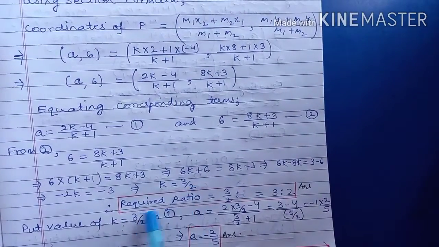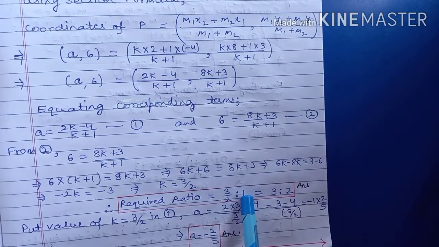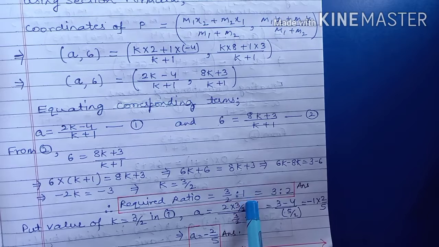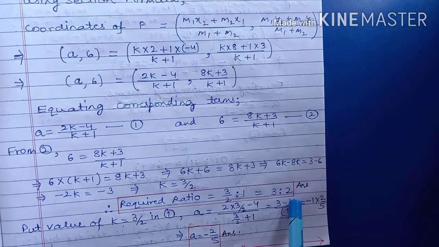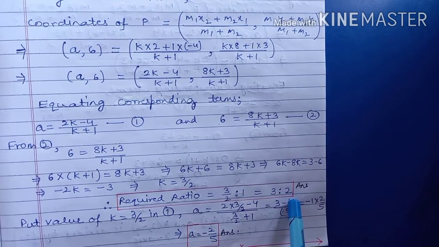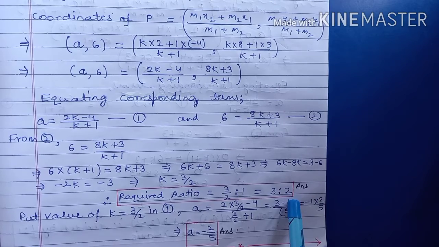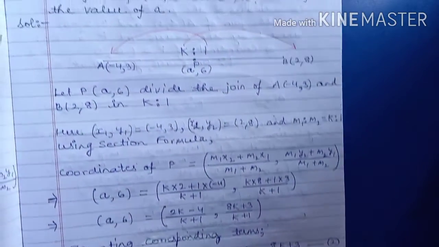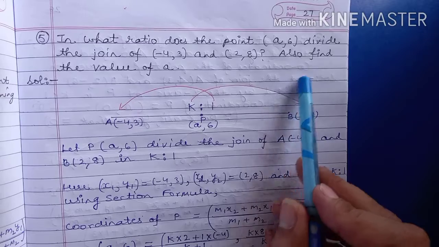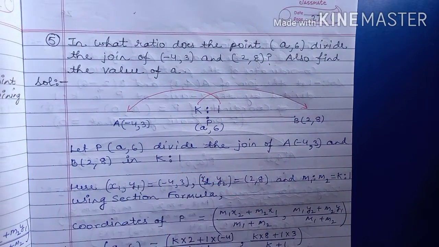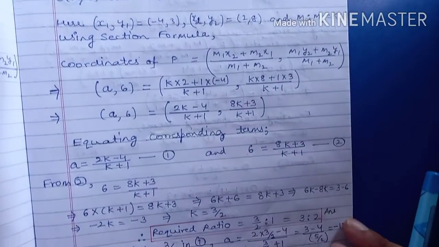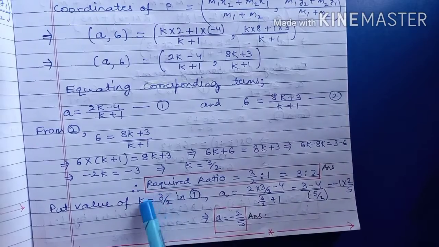So therefore the required ratio is 3 by 2 ratio 1. And the ratio is not in fraction, so we will take LCM 2, 3 ratio 2. So the final ratio will be 3 ratio 2. Also in the question, they said to find the value of A. Now we are with the value of k and k is 3 by 2.